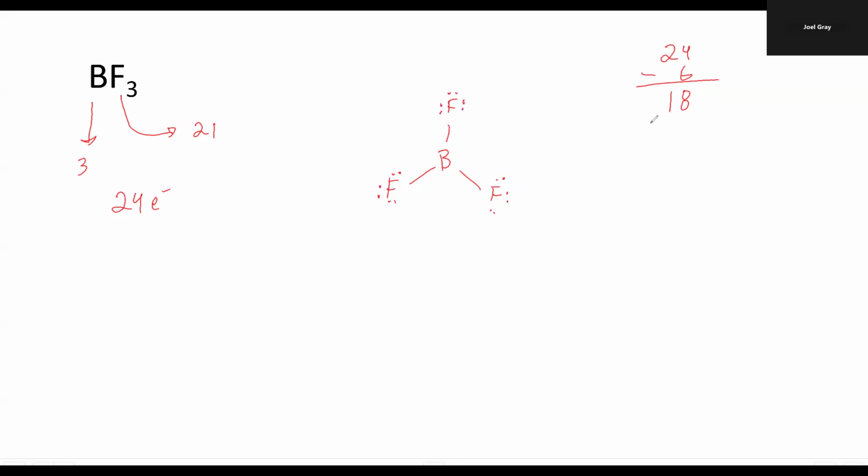So that accounts for my 3 lone pairs around 3 atoms. That's going to be 18 electrons. We're down at 0. No lone pairs of electrons around my central atom. Each fluorine has 3 lone pairs. I've drawn all 24 of my electrons.